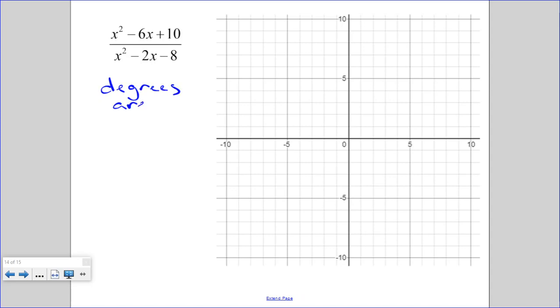In this case, the degrees are equal, which means you have a horizontal asymptote at y equals whatever the ratio of the lead coefficients is. So in this case, 1 over 1, or 1. So I have a horizontal asymptote at y equals 1.